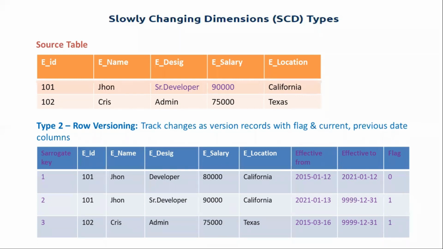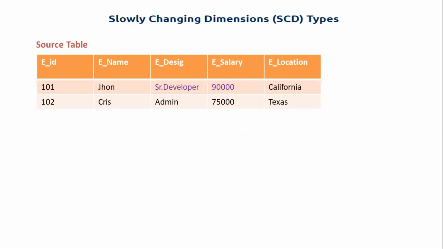Got it? Okay. So those dates will be here, right? Okay, guys, it is very easy. If you are still not clear, no worry. You just go through this video once again, and definitely you will get it. Okay, right? And we'll go to type 3.